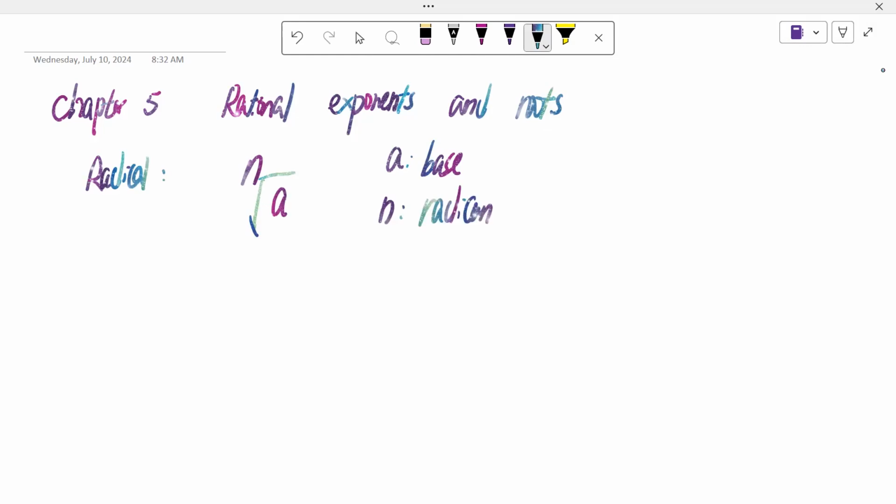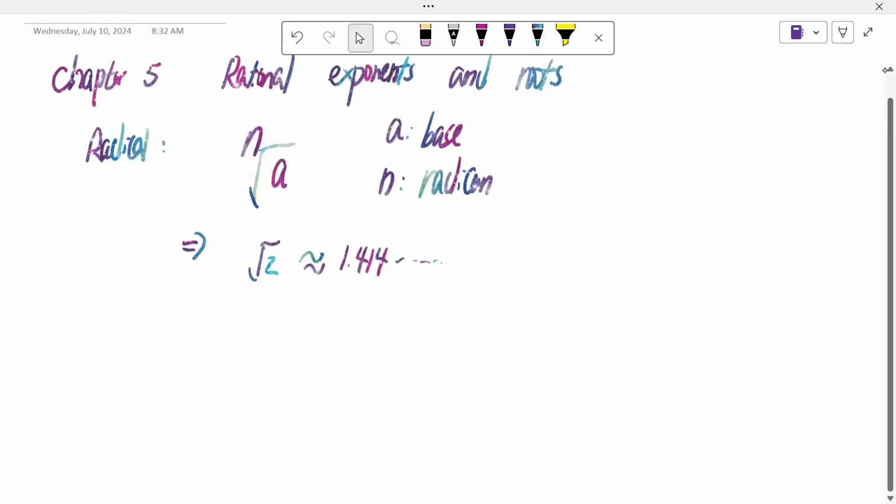So the simple one could be the square root of 2. An example could be the square root of 2, which is approximately 1.414. But we're going to focus on those special roots. Let's start with the special square roots, and then we're going to come up with the general pattern for all the roots.